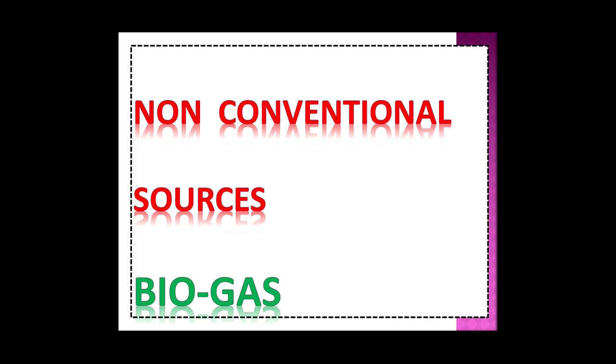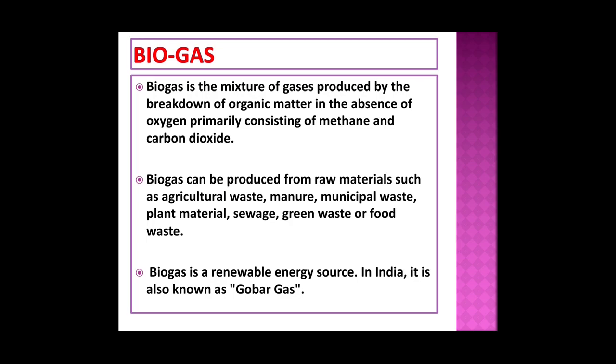Hello students, in this module we are going to learn about non-conventional sources of energy, biogas. So what is biogas? It's a mixture of gases produced by breaking down of organic matter in the absence of oxygen, primarily consisting of methane and carbon dioxide. So there is absence of oxygen when the reaction goes on, and this biogas is a mixture of gases. It mostly contains methane and carbon dioxide.